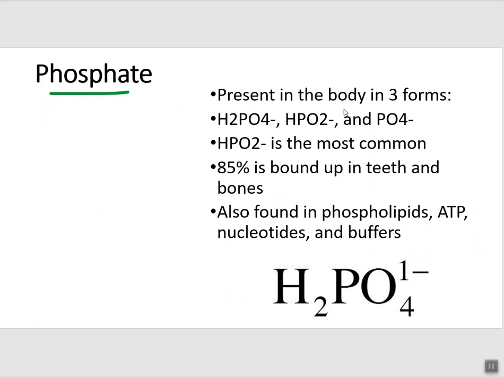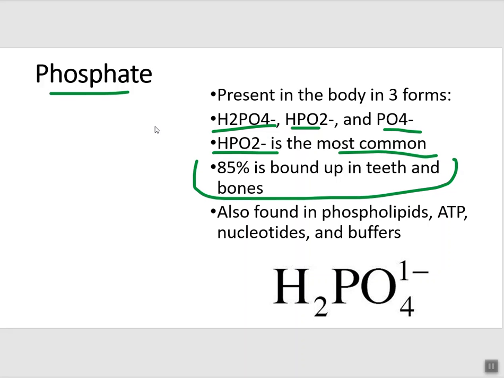Phosphate has 3 forms: dihydrogen phosphate, hydrogen phosphate, and then our phosphate group, PO4. All of these have an excess electron, so they're anions. Hydrogen phosphate is the most common. 85% of this is in our teeth and our bones, along with calcium in hydroxyapatite crystals.